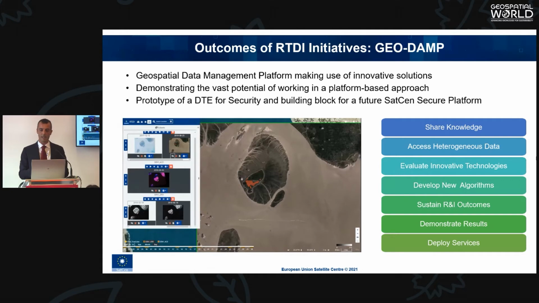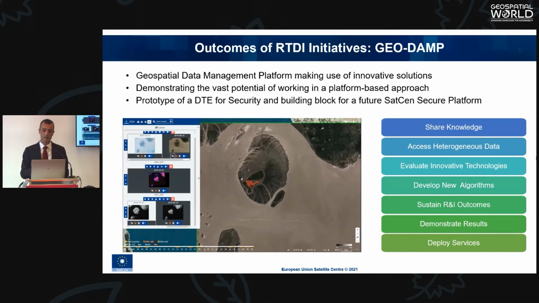We can use this platform to share knowledge between Earth observation applications, developers, and EO users. We can use the platform to give access to heterogeneous data, for instance, Sentinels, but also very high resolution data in a short term. We use it to evaluate innovative technologies, to develop new algorithms, for instance, the one you already saw in the previous slide, to sustain R&I outcomes. So this is the most important part.